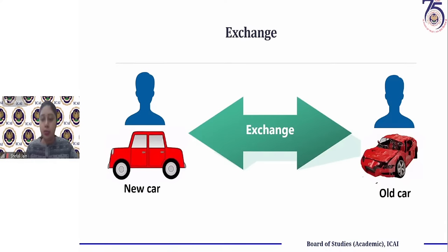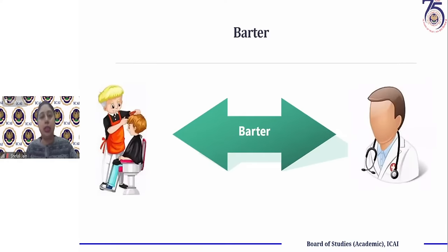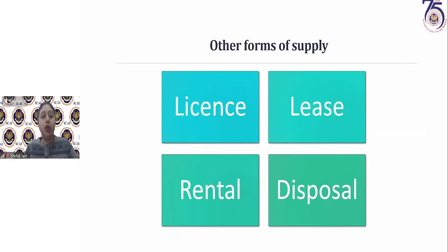This is what exchange is, but this transaction is also supply. So exchange transaction, barter transaction, these are supplies. Other forms of supplies are license, lease, rental, and disposal. This makes it 8. So 8 forms of supply we will be discussing. Now, first is license. License is a permission to engage in any occupation, any business, which is otherwise restricted. Otherwise, it is not permitted. Without license, you cannot engage in that particular business.